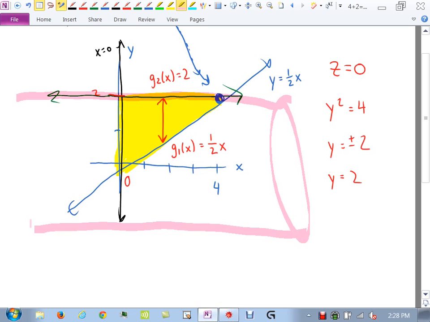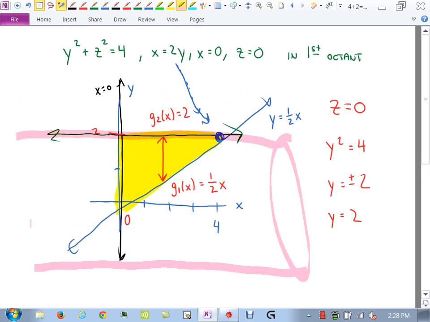So z equals 0 is the bottom, right, the floor? And they gave that to us, didn't they? Inside that beer can, above that triangle. It's important that it's above because they gave us z equals 0. That told us the xy plane, but they could have been asking for what's below it. But they said first octant, which meant that we had to be above.